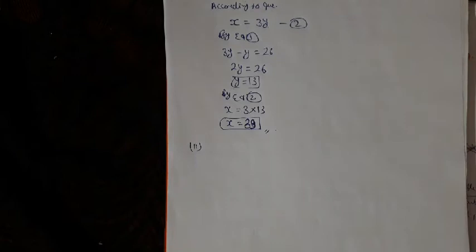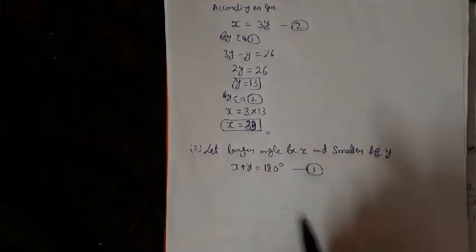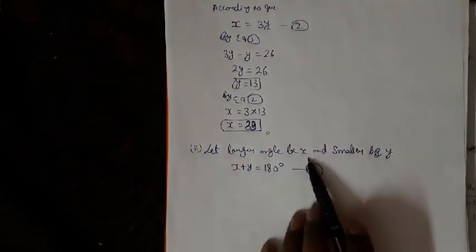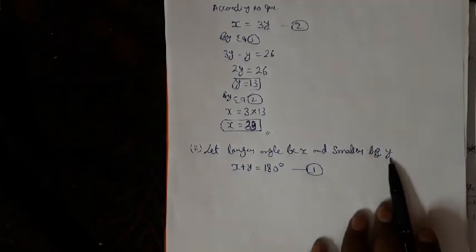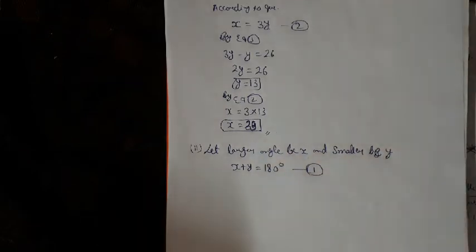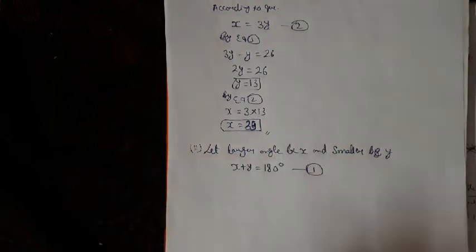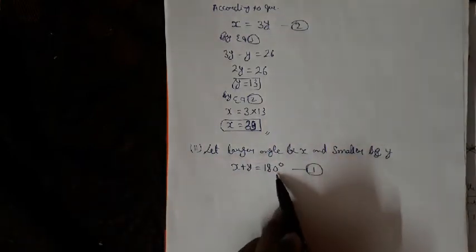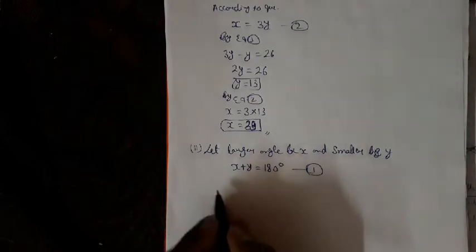So first I'll suppose them. According to the question, I have supposed the larger angle as x and the smaller angle as y. They have told that these angles are supplementary, which means their sum would be 180. Now what is the second condition in the question?